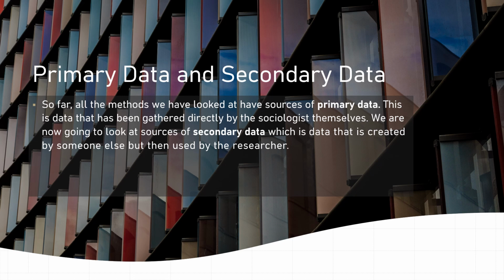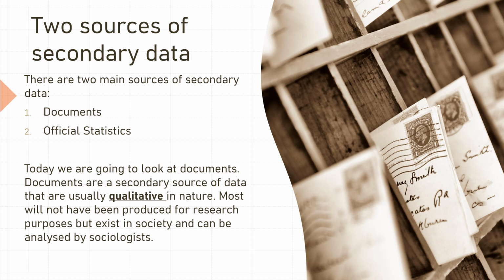So it's data created by someone else, but then used by the researcher. So somebody else is actually doing the majority of the hard work. They're creating whatever it is that you're going to analyze, and then the researcher comes along, borrows that, and analyzes it, and that's secondary data. So here we've got the two main sources of secondary data, and these will be the next two lessons. Firstly, you've got documents, which is today's one, and then you've got official statistics, which will be next time.